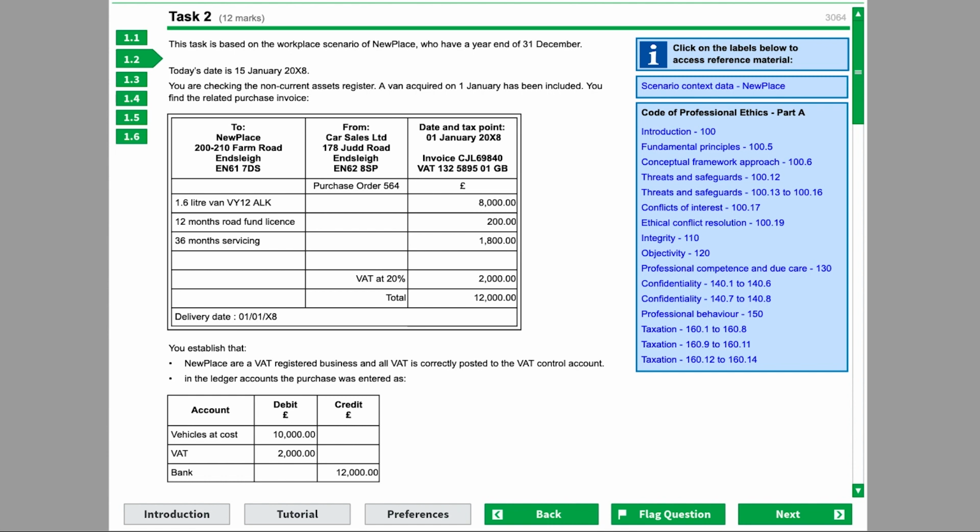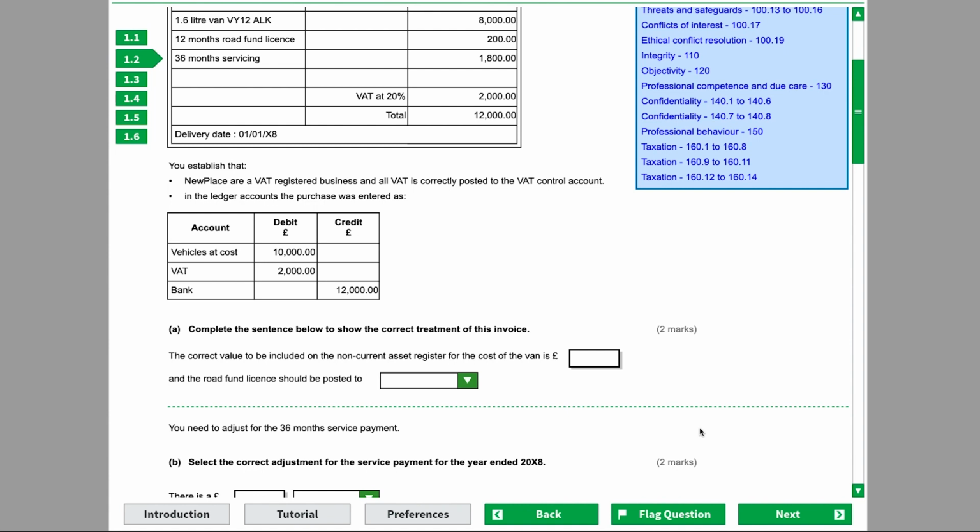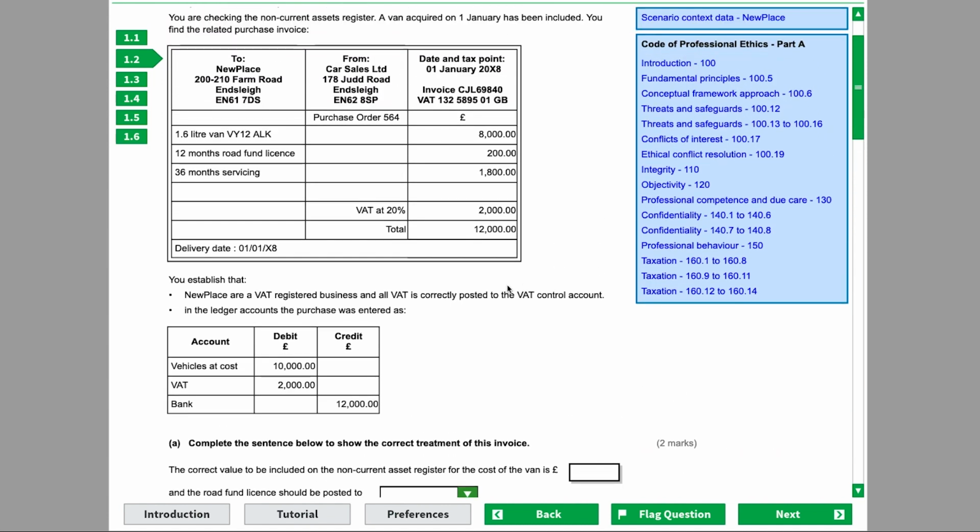You establish that New Place are a VAT registered business and all VAT is correctly posted to the VAT control account. In the ledger accounts, the purchase was entered as, and we have the postings below. Part A then, complete the sentence below to show the correct treatment of this invoice. The correct value to be included on the non-current asset register for the cost of the van is, so we have a few options on here. We have the van itself, we have a 12-month road fund licence and 36 months servicing.